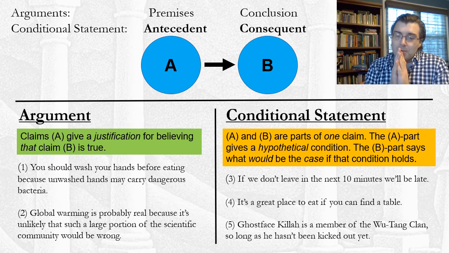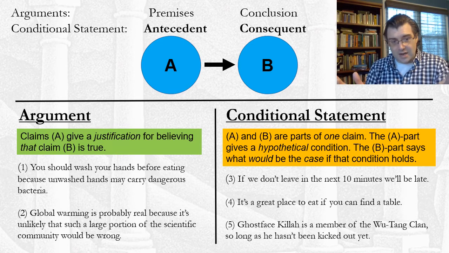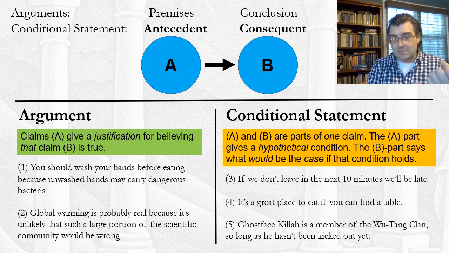And then if you compare that to the examples of arguments on the left-hand side of the screen, you'll see that the A parts and the B parts in each of these claims can in fact be pulled apart, and they can be treated as things that the author is asserting independently. So in the first one, the author is asserting unwashed hands can carry dangerous bacteria, and they're asserting that as a reason to believe a further assertion that you should wash your hands before eating.